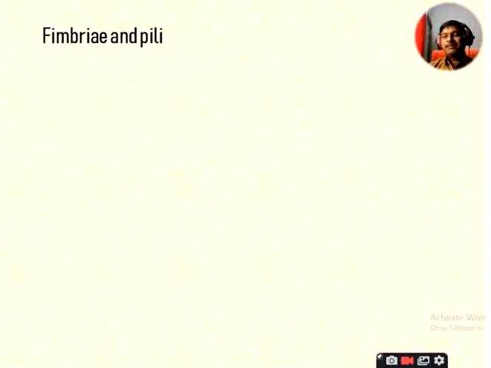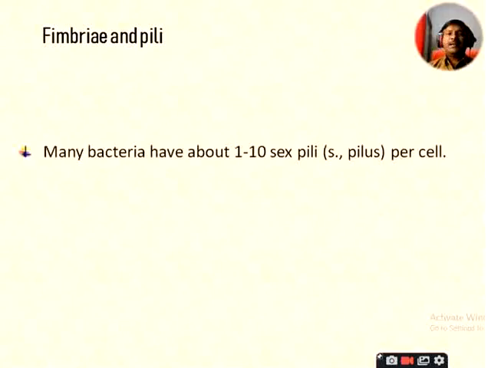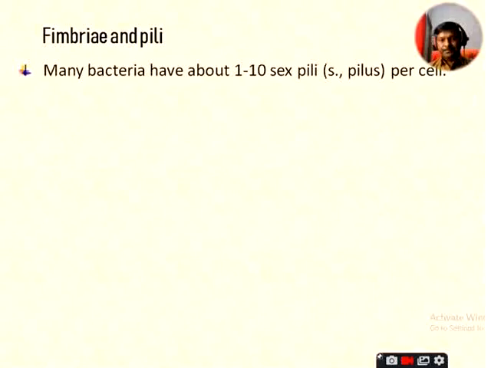We know that there are some fruiting bodies or nodules which are formed in the leguminous plants. Such types of fruiting bodies are also formed in such bacteria. Now another organ which is present on the cell surface of bacteria is the sex pili, and many bacteria have about 1 to 10 sex pili, and singular it is called a pilus. That means near about 1 to 10 sex pili are present per cell.